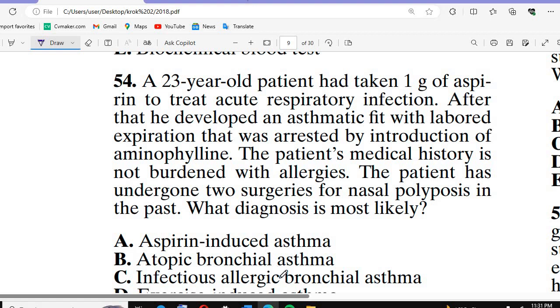Question number 54. A 23-year-old patient had taken 1 gram of aspirin to treat an acute respiratory infection. After that, he developed an asthmatic fit with labored expiration that was arrested by the introduction of aminophylline. The patient's medical history is not burdened with allergy. The patient has undergone 2 surgeries for nasal polyposis in the past. What is the most likely diagnosis?